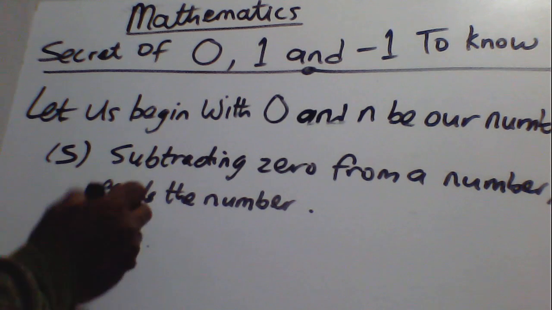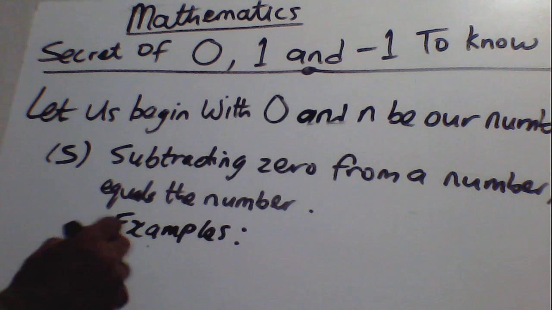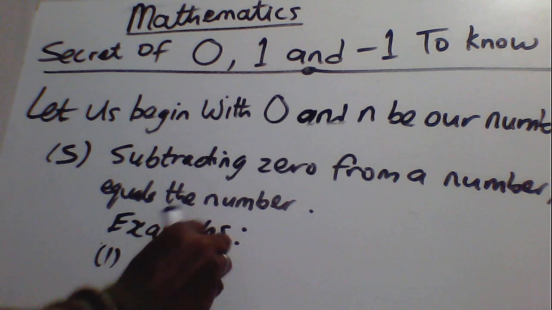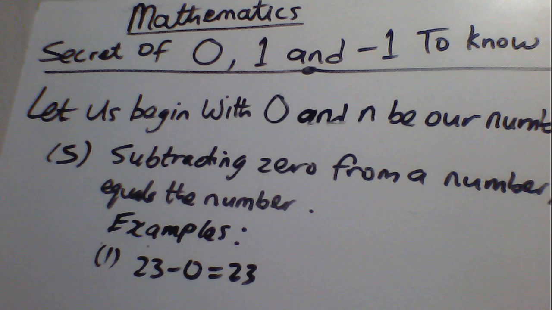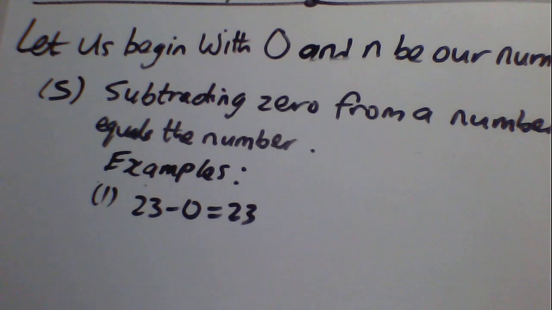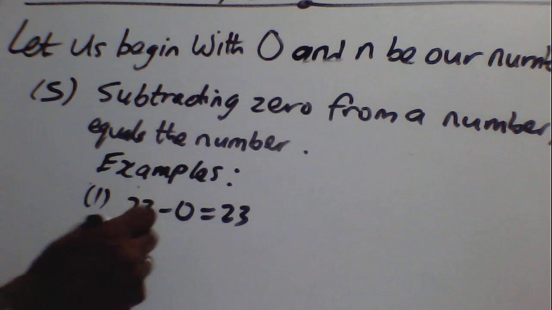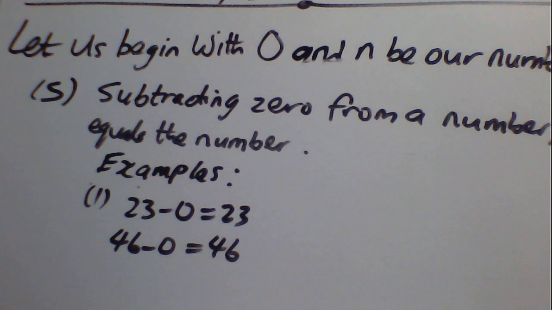Some examples. Example 1: 23 minus 0. In this case, we are subtracting 0 from 23. The result is equal to what? 23. I hope it surprised you if you haven't known about this concept. Another one is 46 minus 0 is equal to 46. So subtracting 0 from a number equals what? Equals the number. And this is also true for variables.